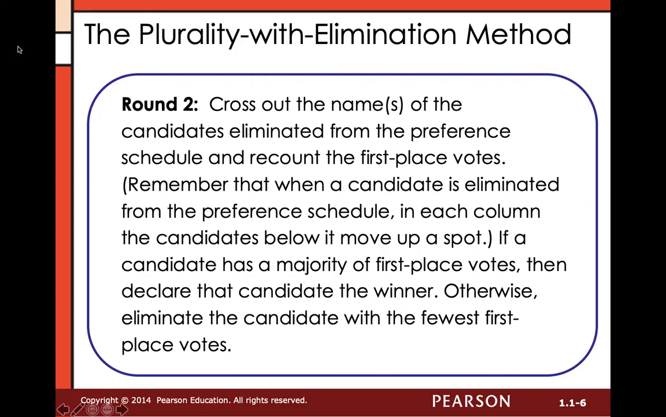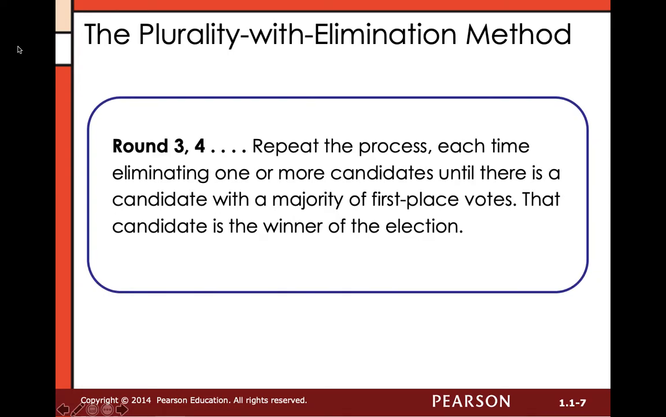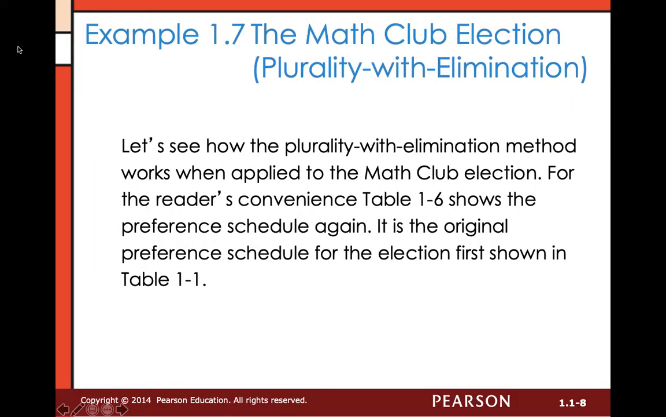Otherwise, we continue by eliminating the next candidate with the fewest first place votes. And then in round 3 and 4, we continue this process as many times as we need to until we finally end up with a candidate with a majority of first place votes. And then that candidate will be the winner of our election. So let's see how this works with our math club election.